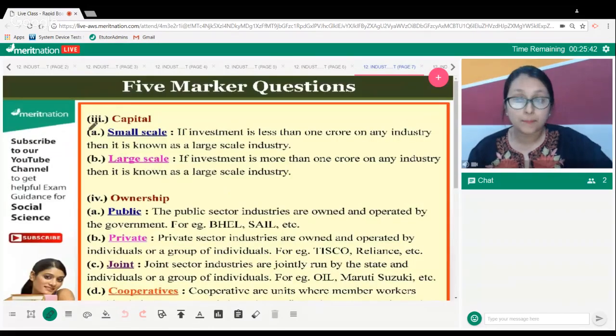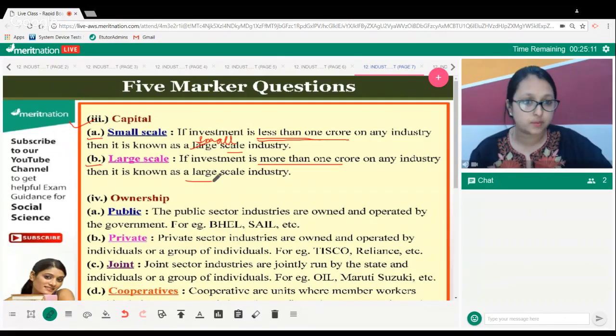Now, on the basis of capital investment, industries can be divided into two parts: small scale industries and large scale industries. If investment is less than 1 crore, it is a large scale industry. Sorry, if the investment is less than a crore, it should be a small scale industry. And if the investment is more than a crore, it has to be a large scale industry. Okay, there's a little correction, just please see to it.